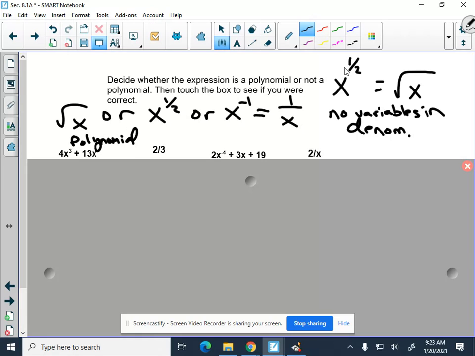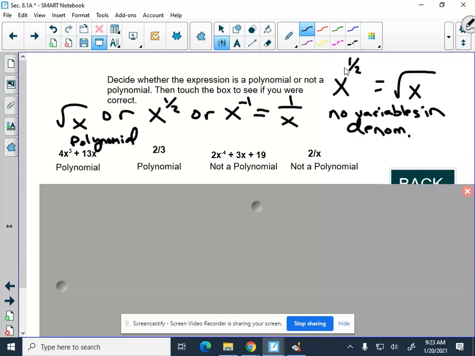Now the next one is kind of a trick question. Right away, you might say, I thought you said there were no fractions. No fractions for the exponents. This isn't an exponent. This is a number. This one is a polynomial because all that is the number 2/3 or 0.6. That's fine because there aren't any x's. If there was an x, the x would be to the 0 power because anything to the 0 is 1. That's why we don't see it. So therefore, that one's fine.